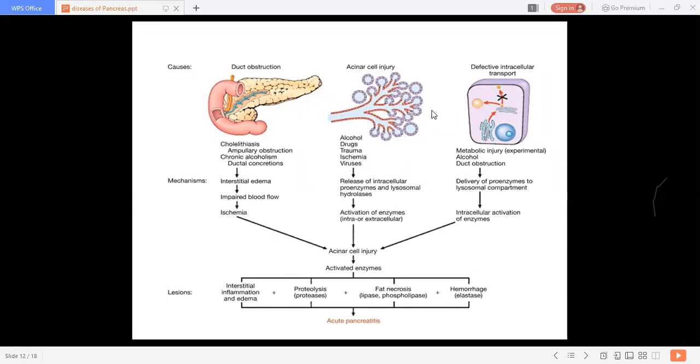Now, any other students, tell me what are the infectious causes of pancreatitis. Due to mumps and measles. Yes. Mumps, measles, Coxsackie virus, and Mycoplasma pneumoniae. Okay, so these are the infectious conditions. Then what are the vascular conditions?